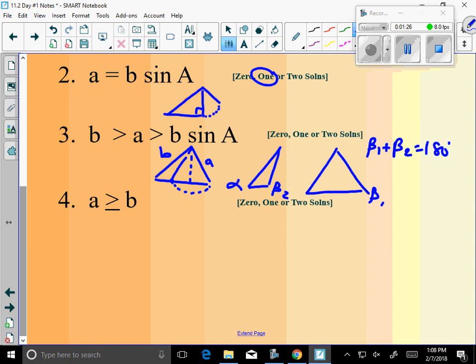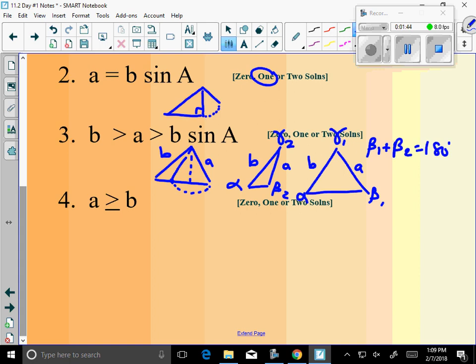Now, alpha will never change. Neither will side B or side A. So alpha will be the same, side B will be the same, side A will be the same, but this gamma will also change. That'd be gamma 1, that'd be gamma 2. So there are some that are consistent and others that will vary.